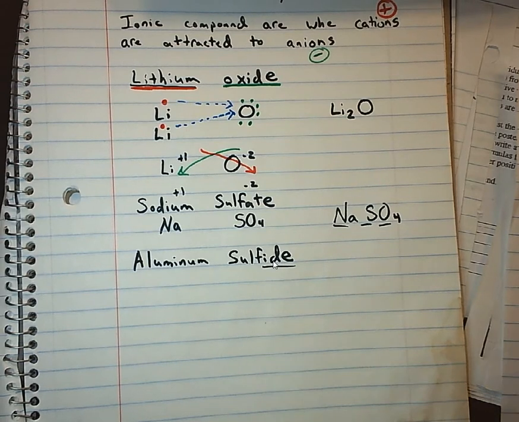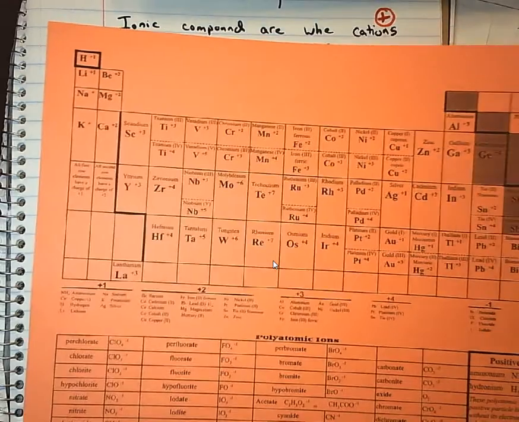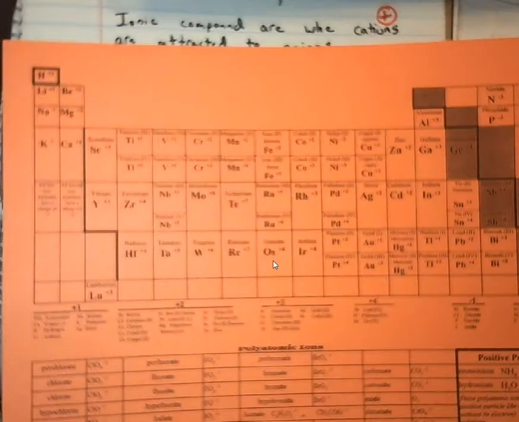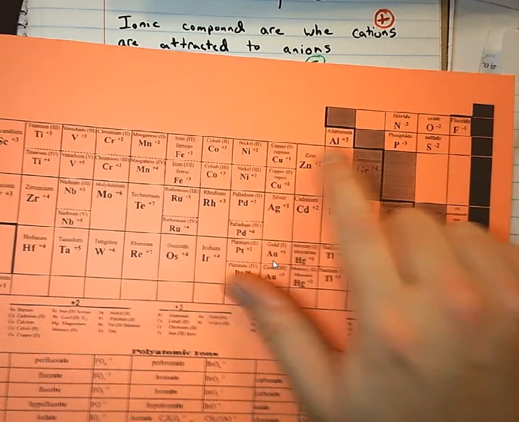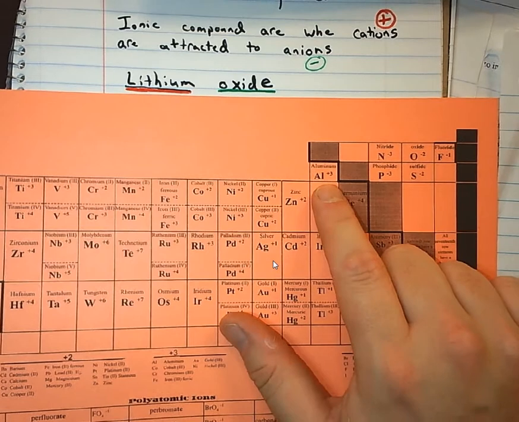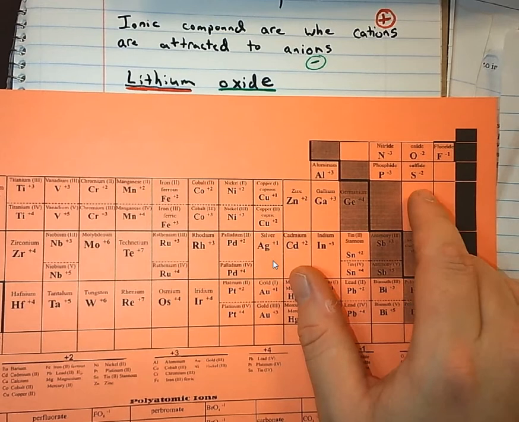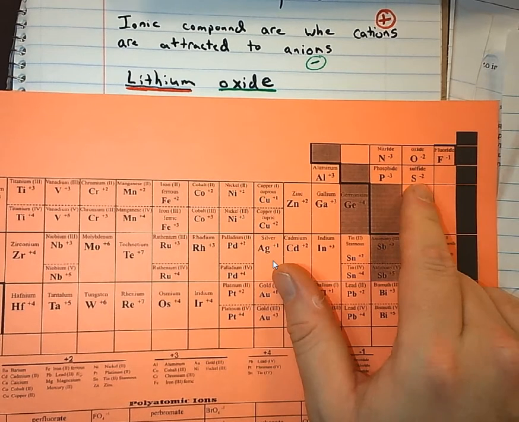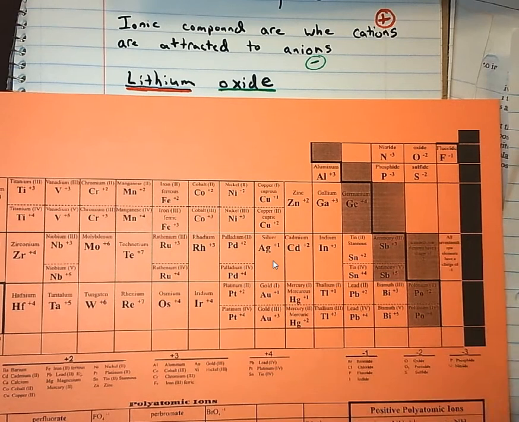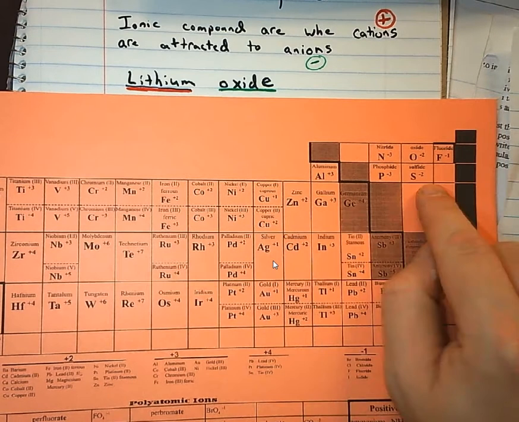Alright, so if we're looking up our charges, on the back, we're looking for aluminum, which is here. We know that we have a +3 charge. Sulfide's over here, we have a -2 charge. Since our parts don't match, we are going to crisscross. We will need 2 aluminums, and we will need 3 sulfurs.